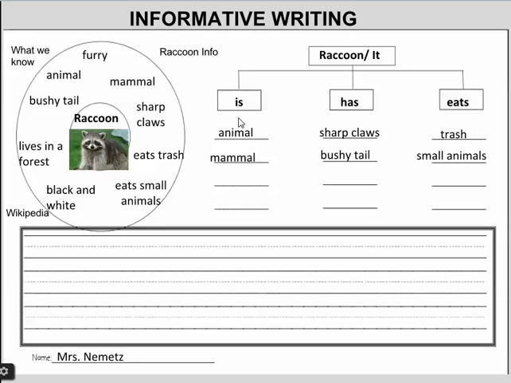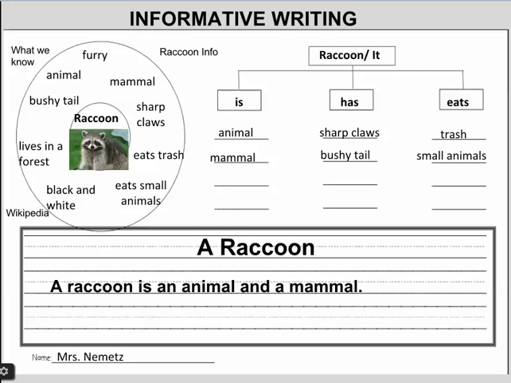Now that I have completed my tree map and I have organized my ideas, I will move on to the paragraph. I will start with my title, a raccoon. And then now the first sentence. A raccoon is an animal and a mammal. I use the connecting word and to connect both of these words.